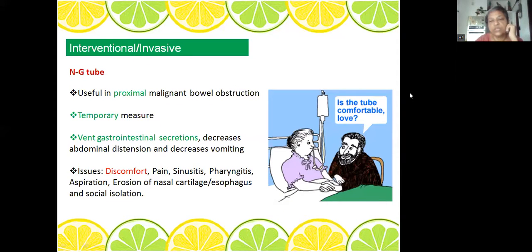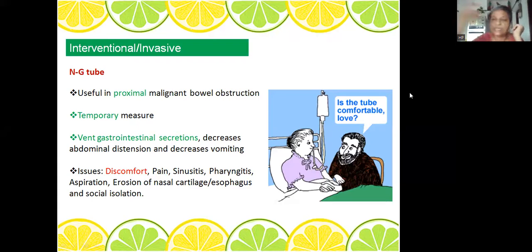Interventional or invasive measures we can do are useful in proximal malignant bowel obstruction. As a temporary measure, we can put an NG tube. If there is no NG tube, we can put an NG tube. Okay. Vent gastrointestinal secretions. How is it? It decreases the abdominal distension and decreases the vomiting.